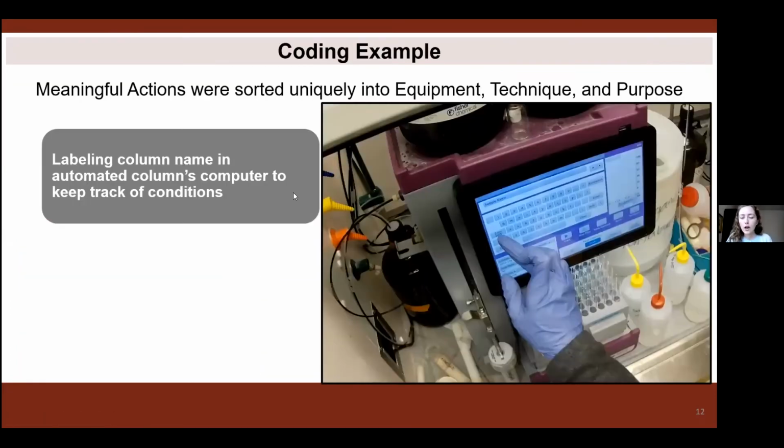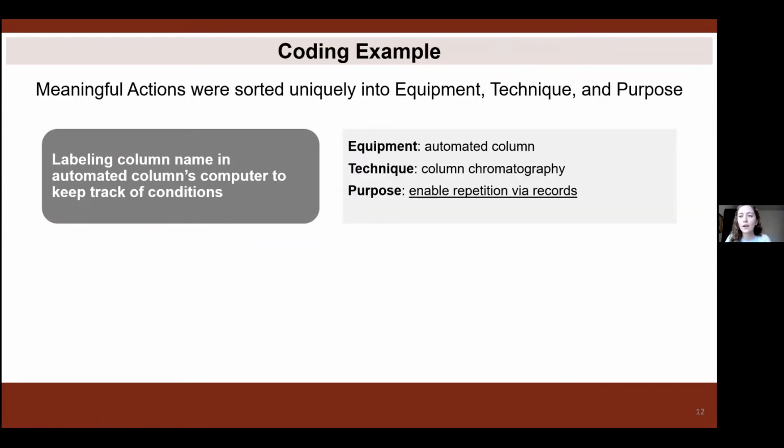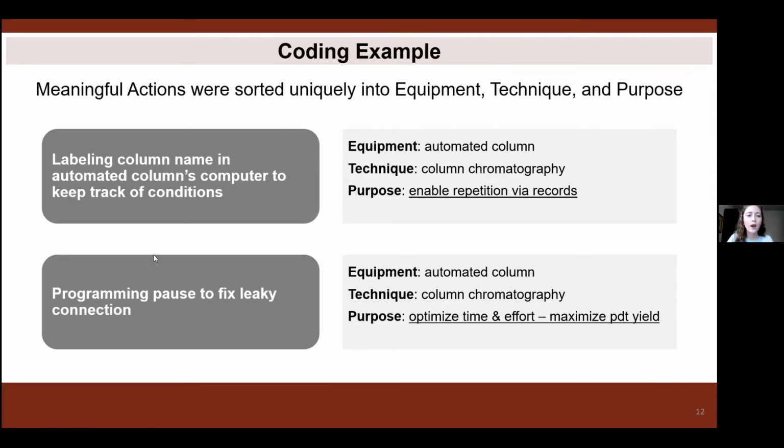So here's a screenshot of one of the participants working at the automated column. They're labeling their column's name in the computer to keep track of the conditions. So this here is how I coded it. Now this is different from when later on their column was leaking. And so they paused the computer so that they could fix the leaky condition. Same equipment, same technique, but different purpose now, because the reason that they're stopping the computer to fix the leak is that they don't want to lose material, versus the reason that they're labeling their column is so that they can keep good records, so that they can go back and see what they did again.